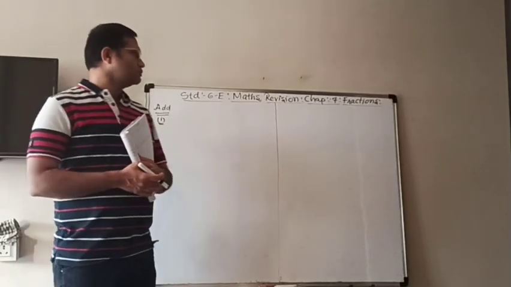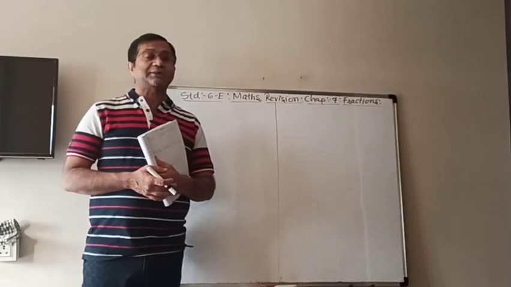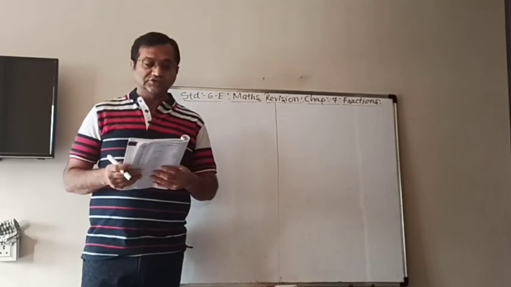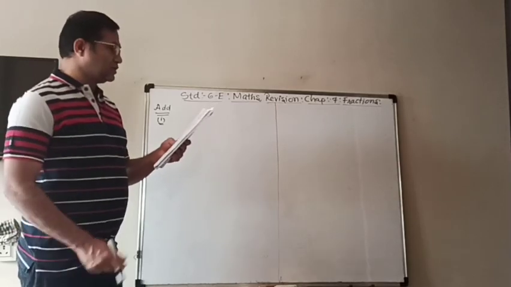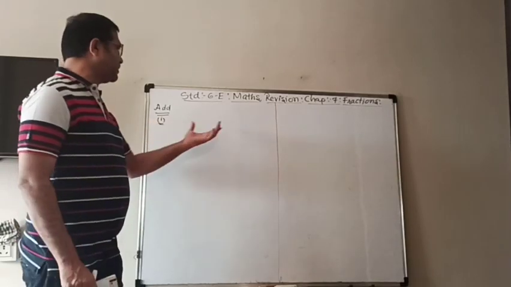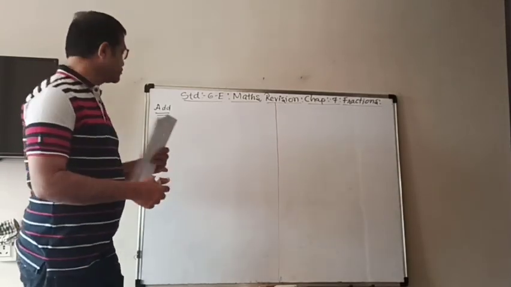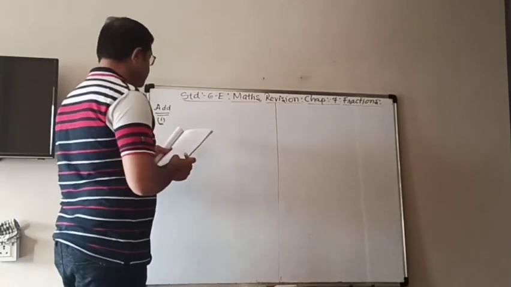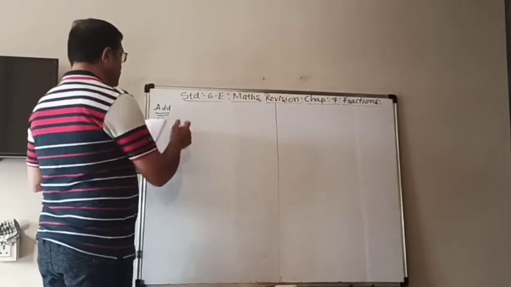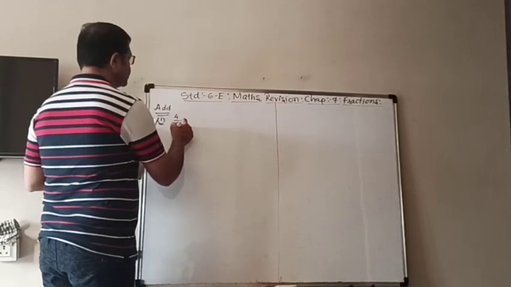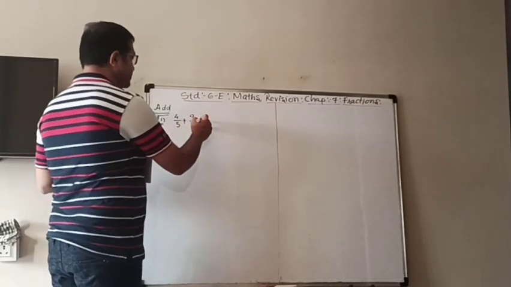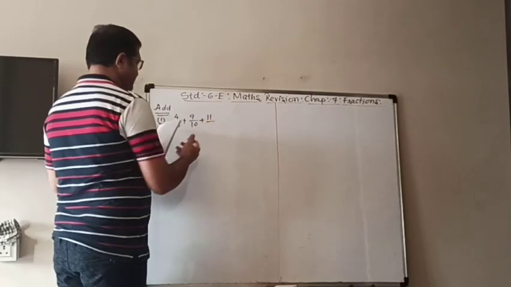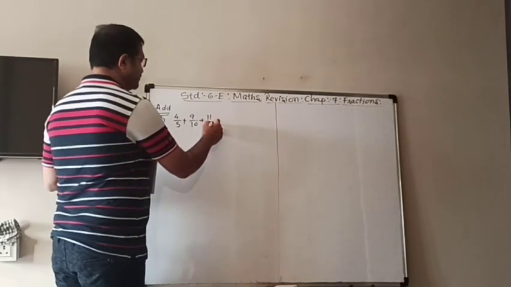Standard 6, as you know, the revision of chapter 7 is going on. So today also we will do some examples for adding and subtracting. First, add 4 upon 5 plus 9 upon 10 plus 11 upon 15.